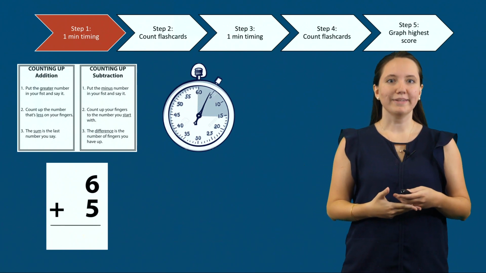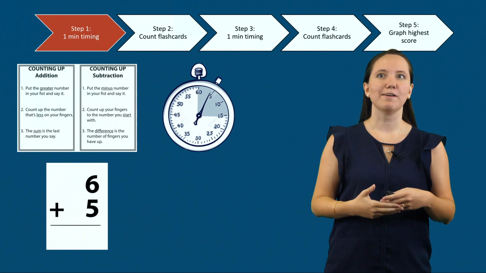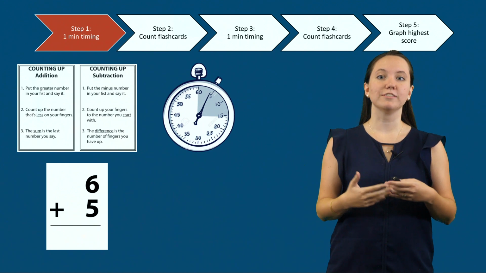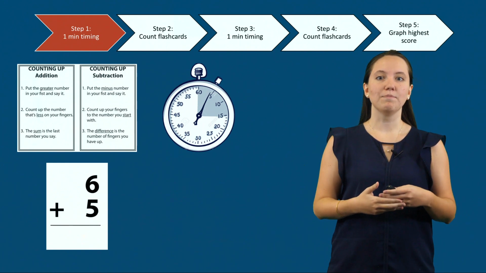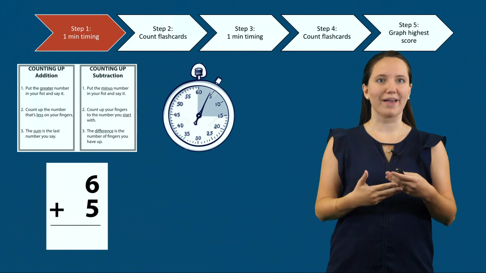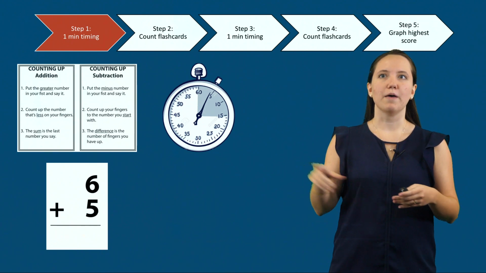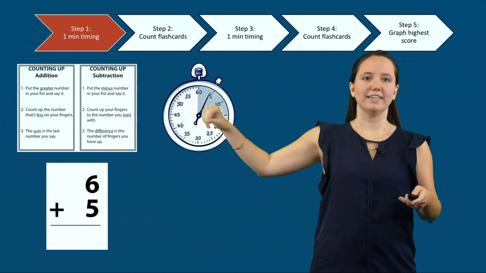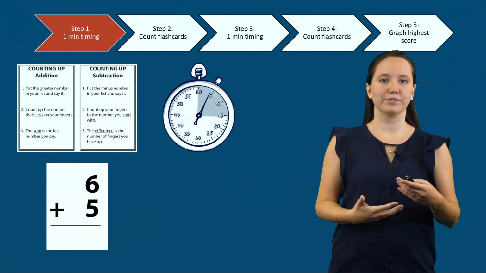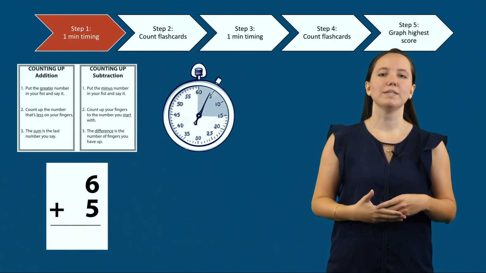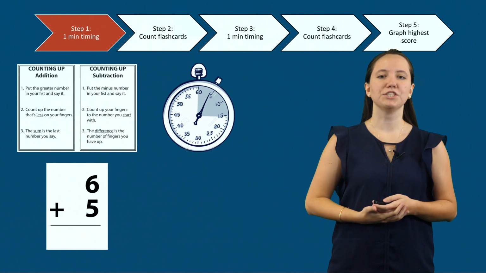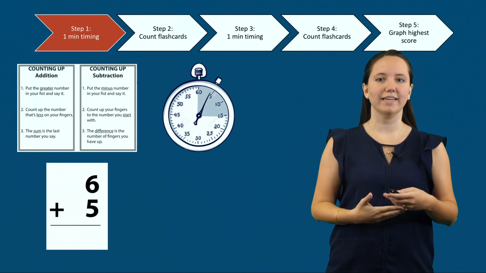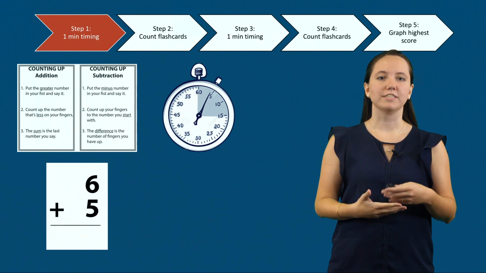So before the activity begins, you need to make sure you have your counting up, addition, and subtraction poster displayed so that students can use the poster to help them answer the Math Fact flashcards if they need it. A picture of the counting up poster is shown here to remind you to display the poster before the activity. Step 1 says 1 minute timing. The teacher begins by setting the timer for 1 minute. When the timer starts, the teacher says go.